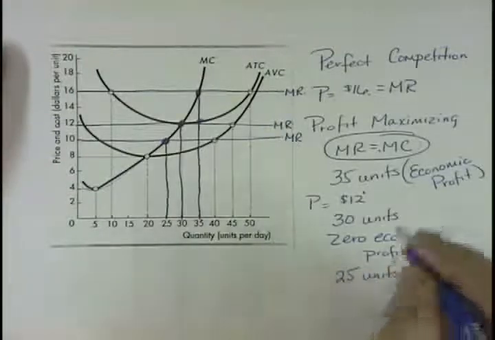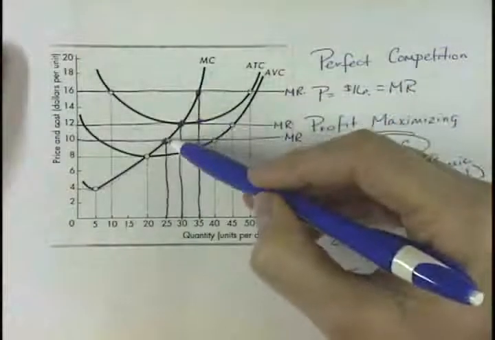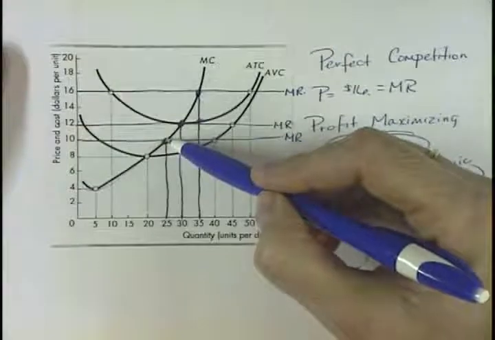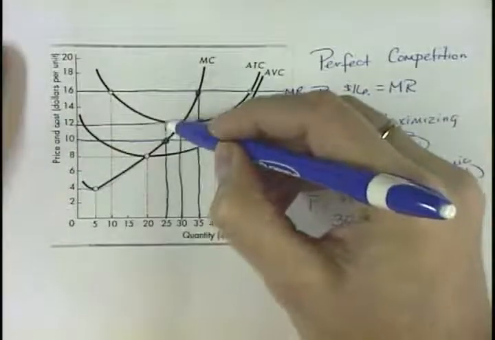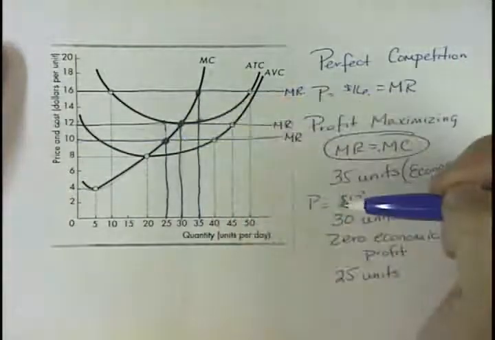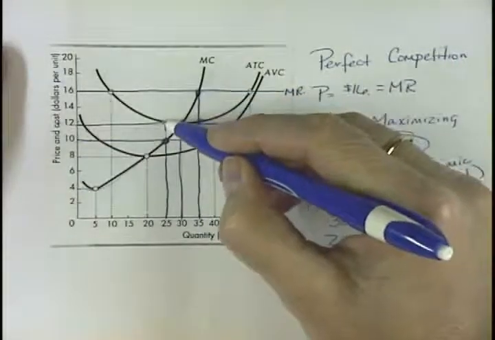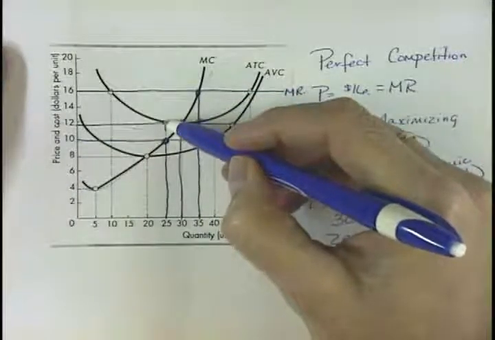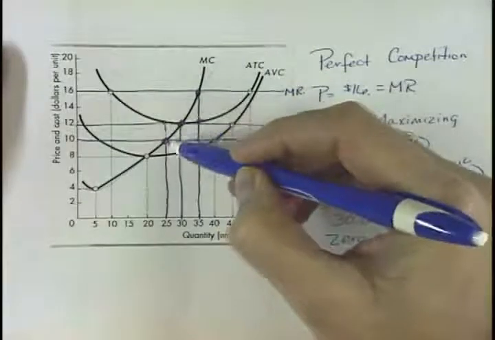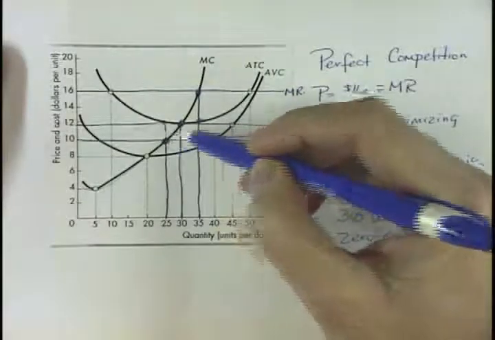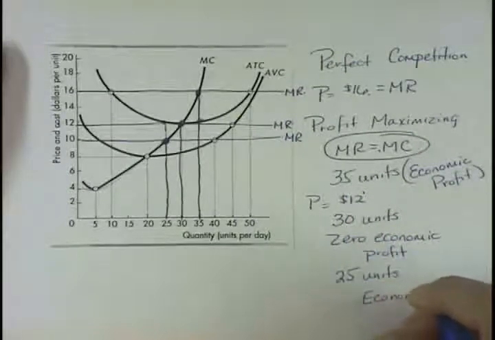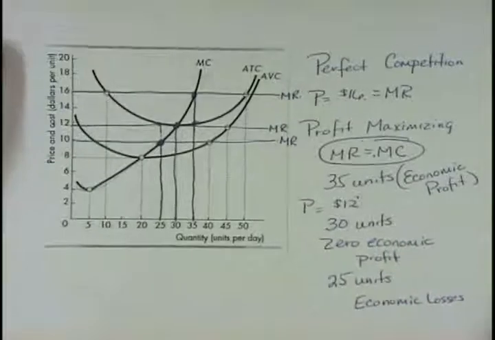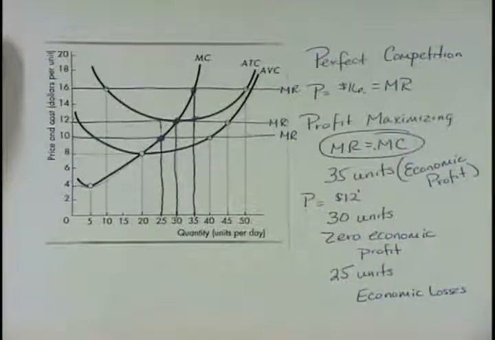Now in this circumstance, I'm getting $10 for each unit that I produce, and to find out how much each unit's costing me, I have to come up here to my average total cost curve. It's costing me a little more than $12 to produce it, but I'm only getting $10. So at this level, we now have what's called economic losses. We have economic losses at $10.